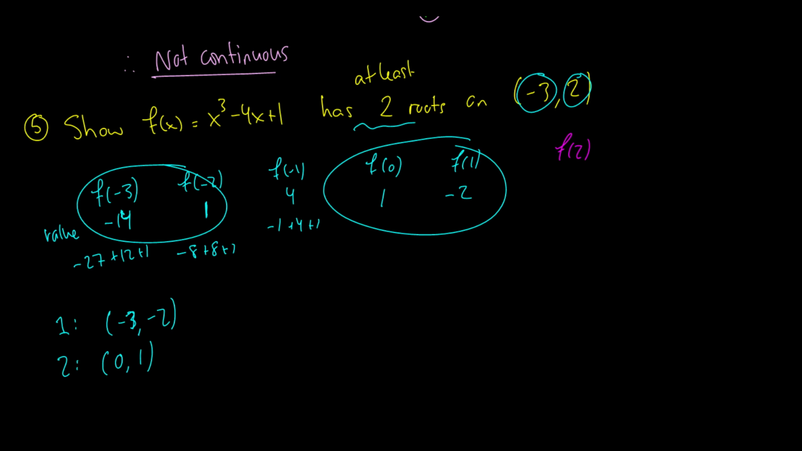Okay, 2 cubed is 8, minus 4 times 2 is 8, plus 1 is 1. So actually, there's another root there, between 1 and 2. So we found another root that we didn't need to find, but we have proven that there is at least 2 roots on that interval. So if you found any 2 of these 3 roots, you have successfully answered the question.